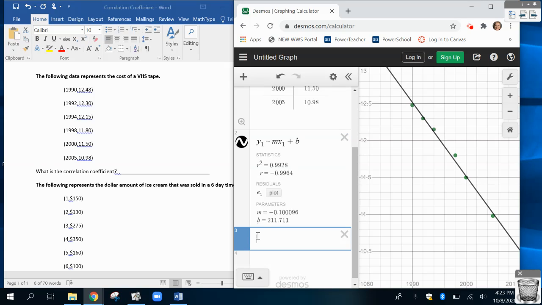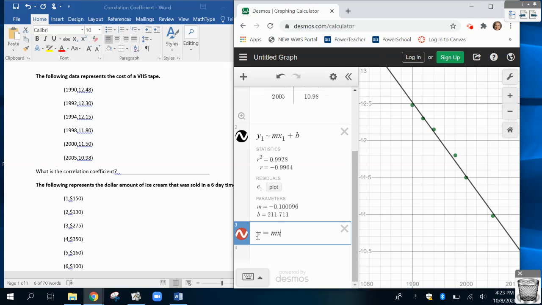So instead of, we normally would say Y equals MX plus B. But if we know that M is this and we know that B is this, we can just plug those into our equation. So negative 0.100096 plus 211.711. And you'll notice that our line should fall right on top of it, which it does. Perfect. That means it's the exact same line.